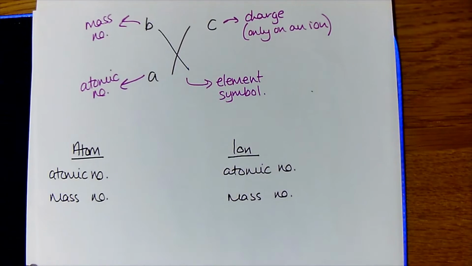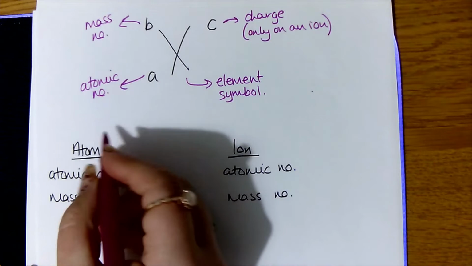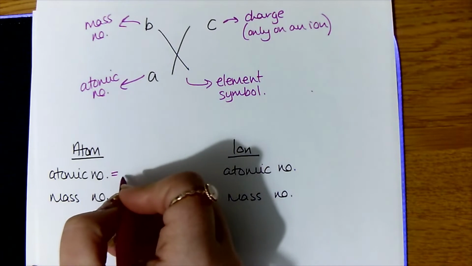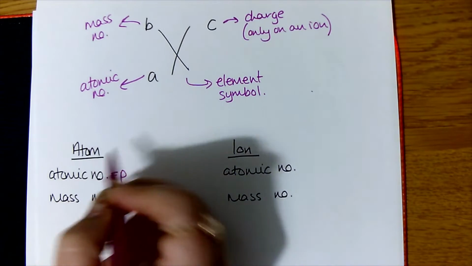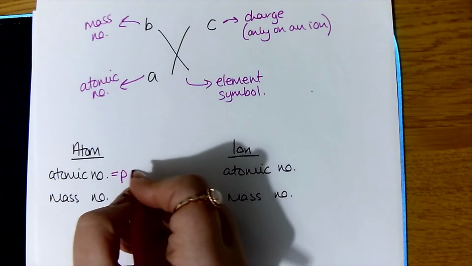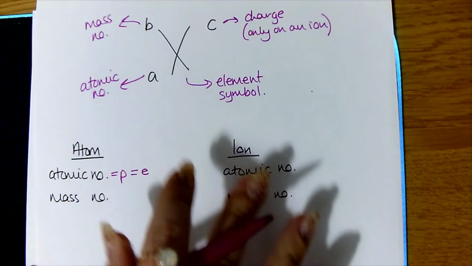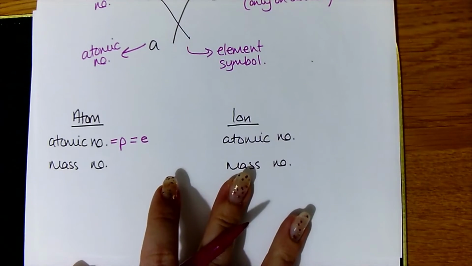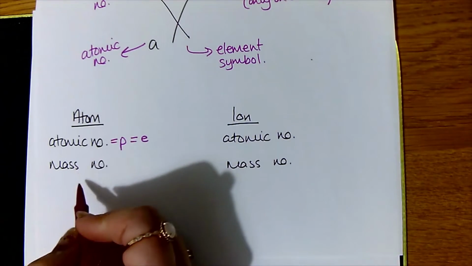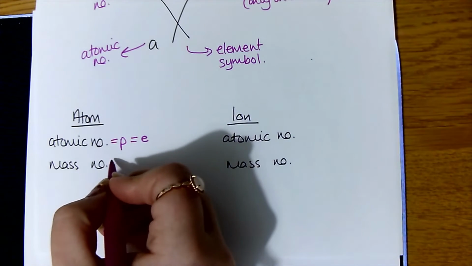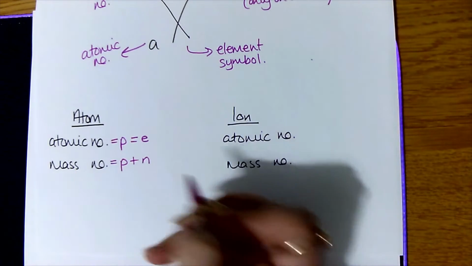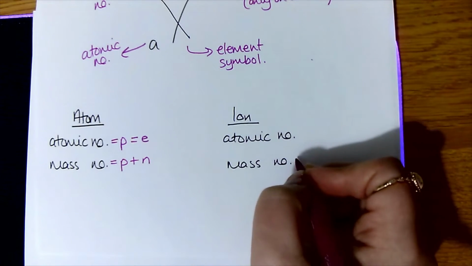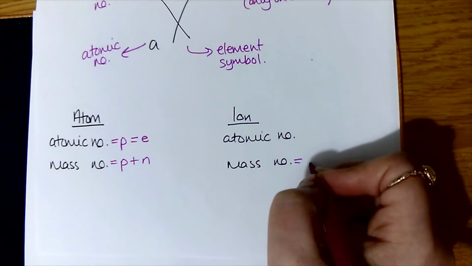So you cast your mind back, we know that the atomic number of an atom equals the number of protons in the atom. And since atoms are electrically neutral, it also equals the number of electrons. We also know that in an atom, the mass number equals the number of protons plus the number of neutrons. And this is universally true. So this is true for the mass number of an ion as well.